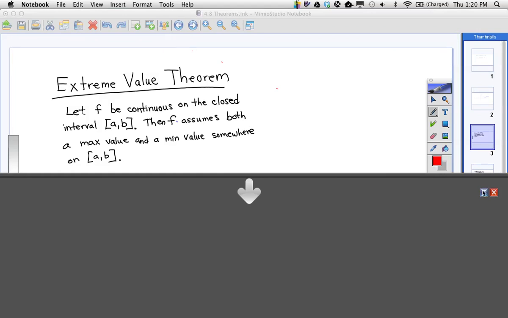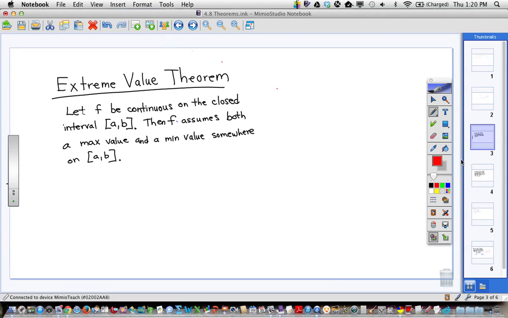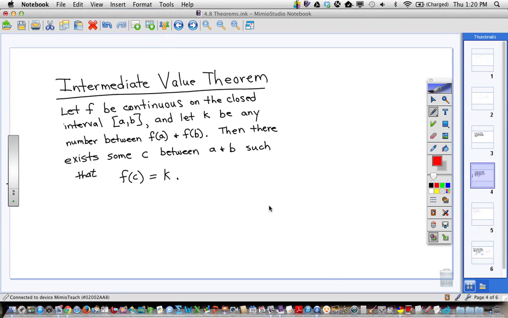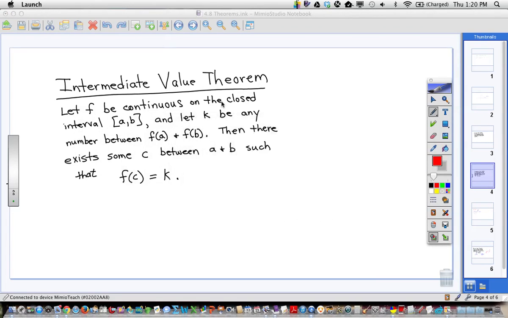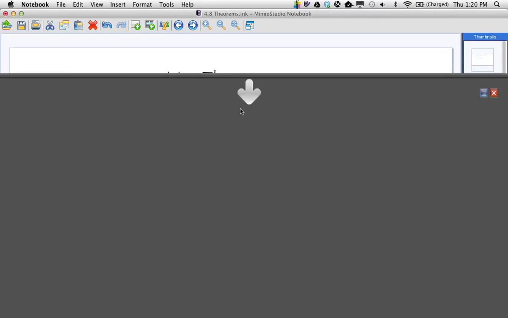Okay, let's do the next one. So that's a pretty simple one. Let's do the next one. This one's a little trickier to understand. This one is the intermediate value theorem. I don't like this one. It's a big game.